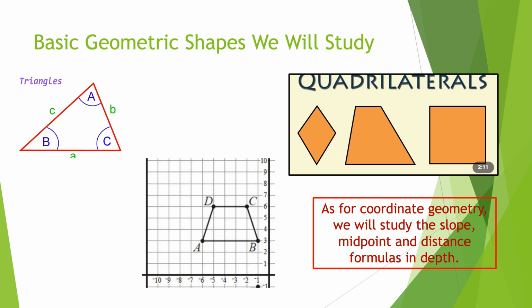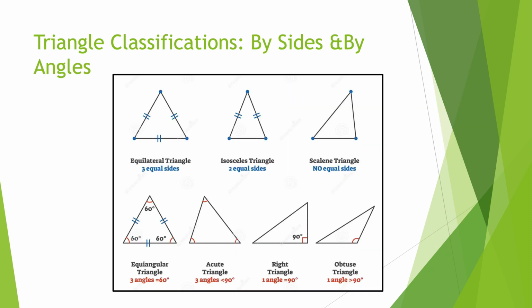So let's start with some basic shapes, like, for example, triangles. And there are two ways to classify triangles. One way to classify them is by the lengths of their sides, and the other is by the measures of their angles. If all three sides are the same, then we call it an equilateral triangle. If two of the sides are the same, we call it an isosceles triangle.